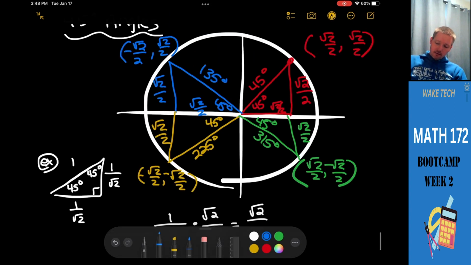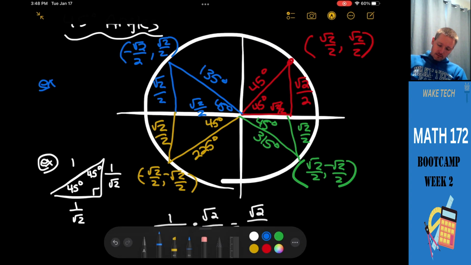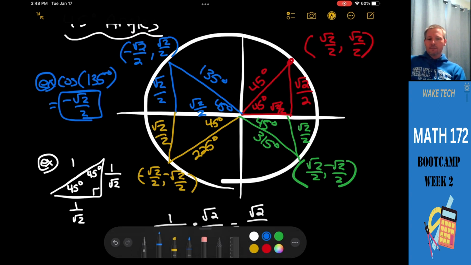cosine at 135 degrees. We'd get the x coordinate from there is negative square root 2 over 2. And again, that's how we use the circle, just by reading these numbers off.